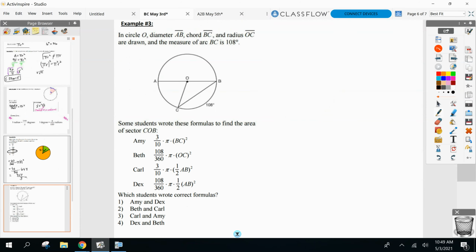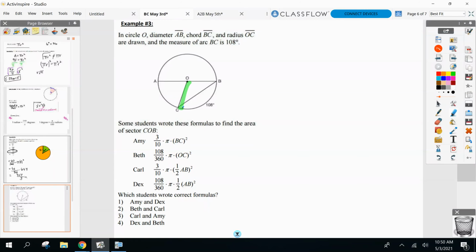You got 4 kids, I don't even know, maybe adults, 4 people trying to find the area of sector COB. A couple of them are right, a couple of them are wrong. Here we go. I am going to call on 4 people who are going to represent Amy, Beth, Carl, C-Dog as his friends call him, and Big Dex. You're going to represent those guys and tell me if they're right or wrong. And if they are wrong, be prepared to tell me why.